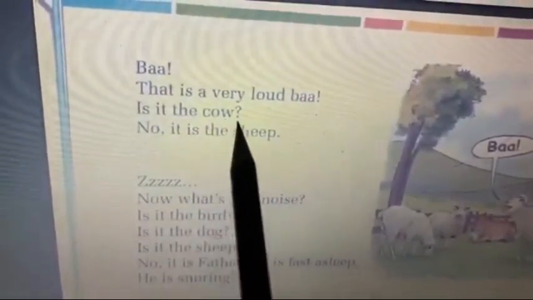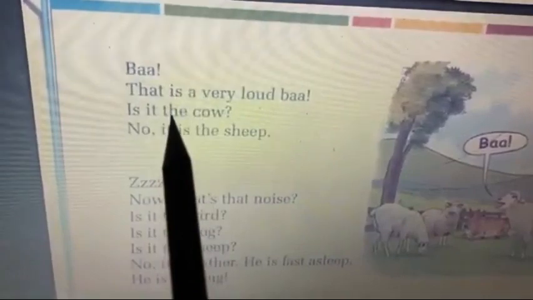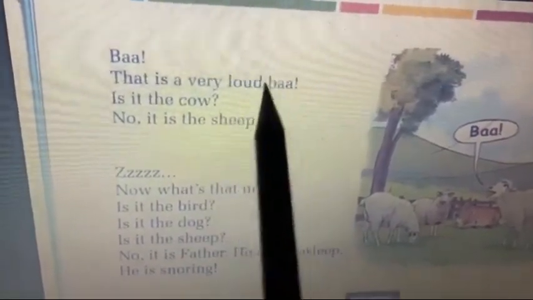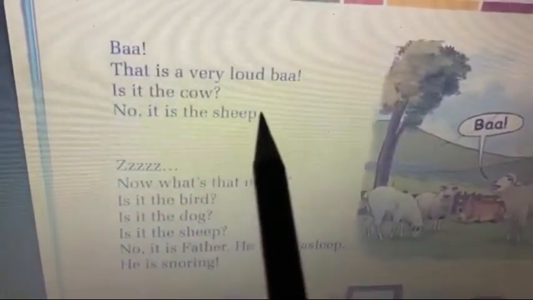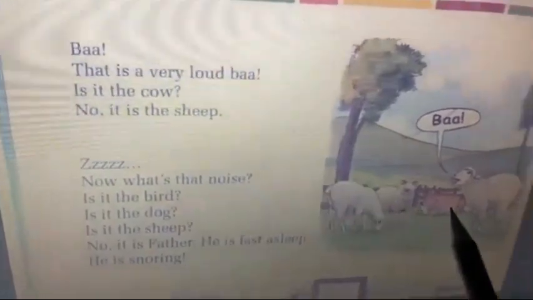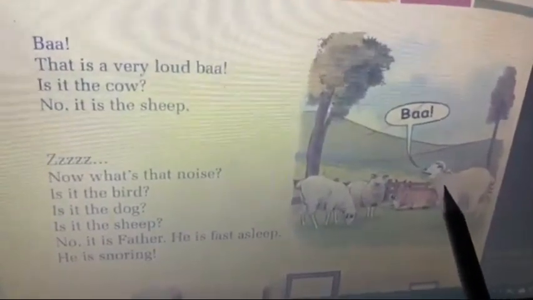Is it the cow? Now the girl thinks that the ba sound is of the cow. Then she realized, no, it is the sheep. It was not the sound of the cow. It was the sound of the sheep.